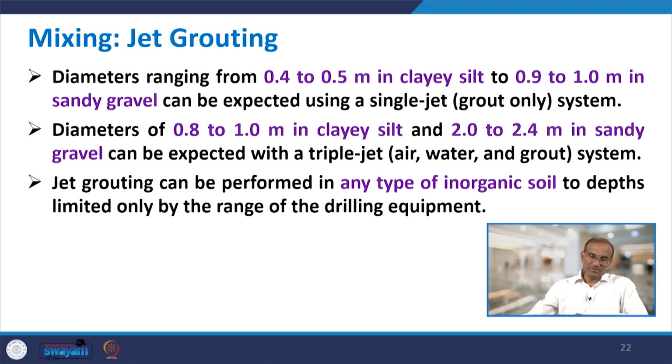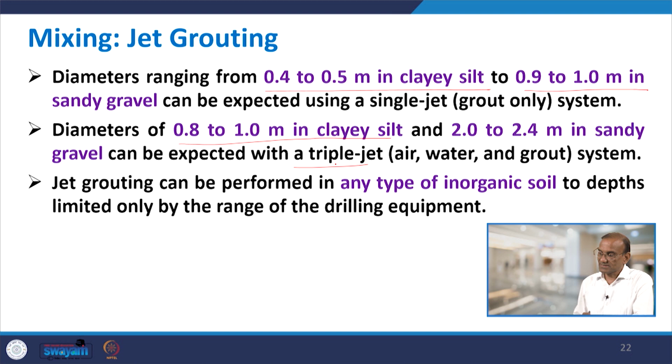The diameters, which range from 0.4 to 0.5 meter in clayey silt or 0.9 to 1 meter in case of sandy gravel, can be expected using a single jet system. Diameters of 0.8 to 1 meter in clayey silt and 2 to 4 meter in sandy soil can be expected with a triple jet. That means, when you have more than 3 jets, and in the jet you have air, water and grout system.